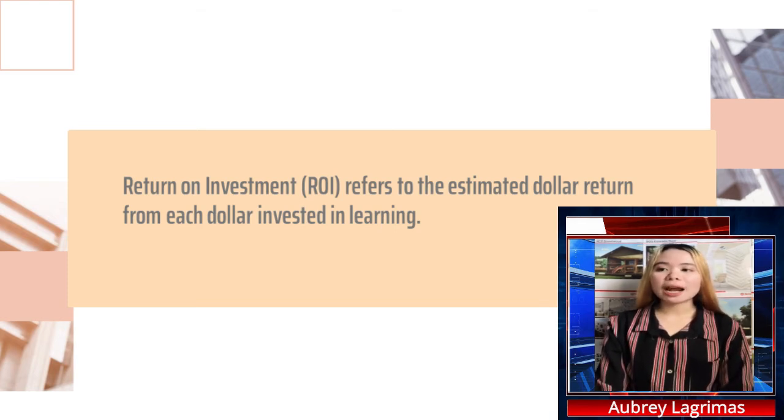The traditional ROI formula for training is the program benefits minus the training cost, and then divided by the program cost. This indicates the dollar amount returned as a benefit for every dollar spent on a program. This also can be converted to a percentage by multiplying it by 100.